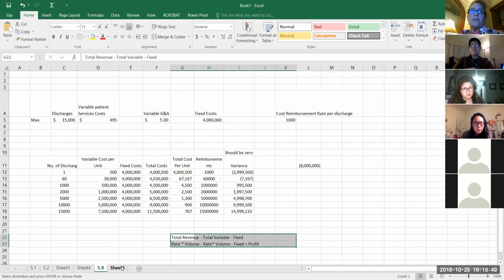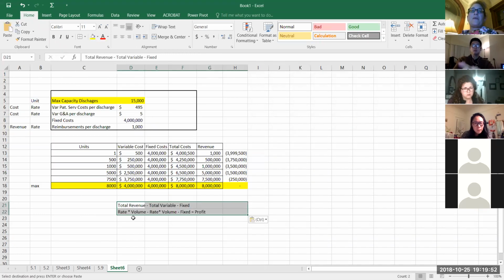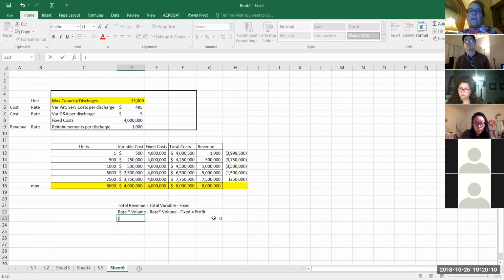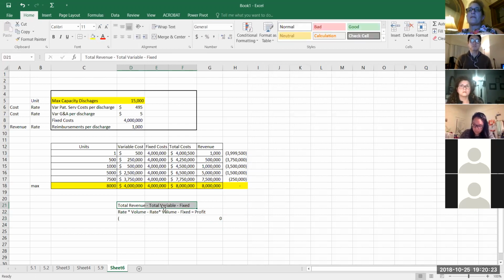Basically, that formula says that if you were to solve for profit, you want your profit to be 0. That's what you want it to be when you do a break-even, right? You're asking, how many units would I need if I have a 0 profit? So you're asking yourself what your volume is. The formula is total revenue less total variable cost less fixed cost equals profit.